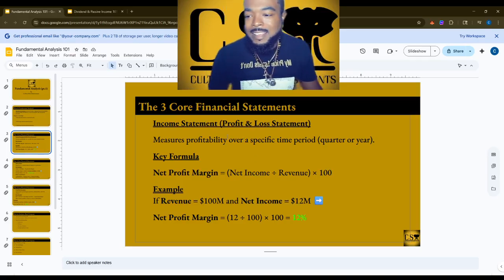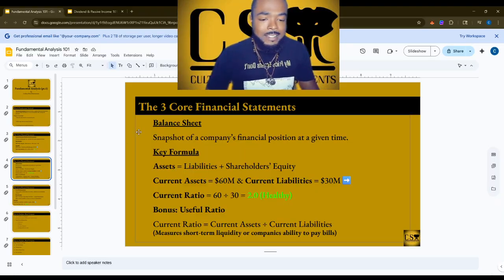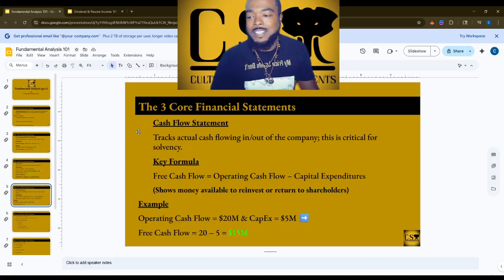But three core financial statements you gotta look at. You gotta look at the income statement. You gotta look at the balance sheet, and you're gonna look at the cash flow statement. Income statement, balance sheet, and cash flow statement. My TradingView users, you should be able to find that on TradingView. I'm gonna show you where to go find that right now.